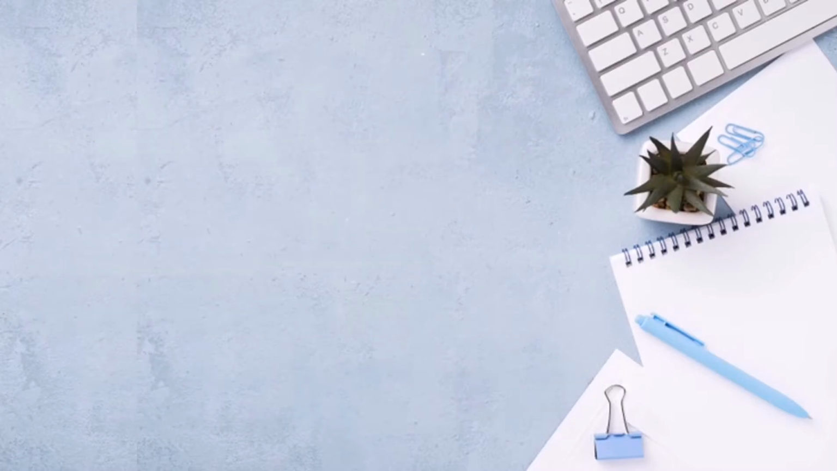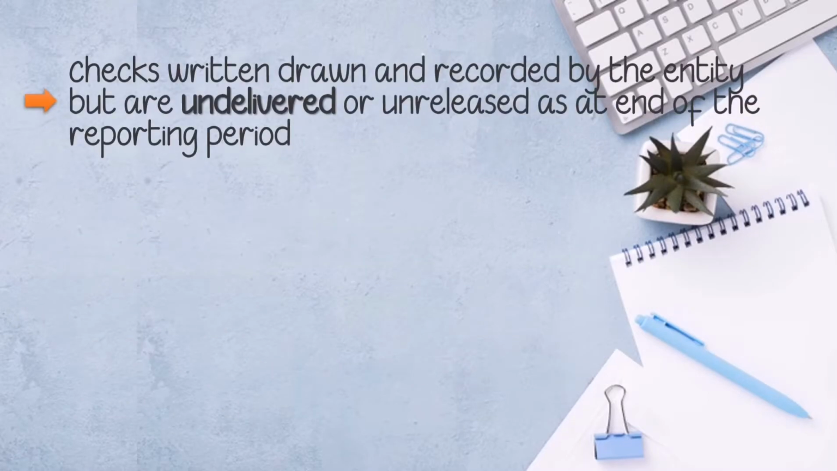So the next issue is when a check is drawn and recorded by the entity, but is undelivered and unreleased at the end of the reporting period. What happened here is the entity paid and prepared a check which is in good form and dated, but it is still undelivered to the payee. Since it is already recorded by the entity, its cash in bank has been reduced. So we need an adjustment here because at year end, our cash is understated, as well as accounts payable, because of the recording of the undelivered check. As a result, we need an adjustment because our cash and accounts payable are understated.